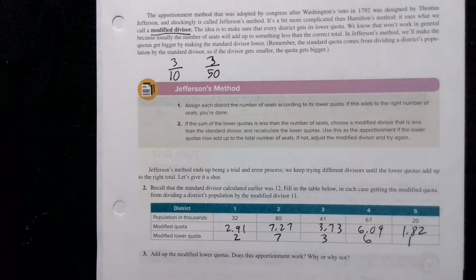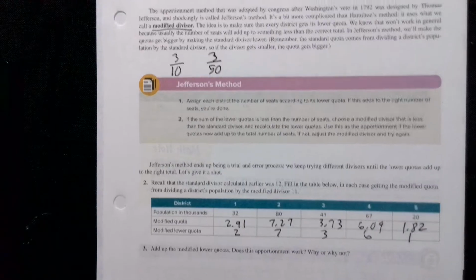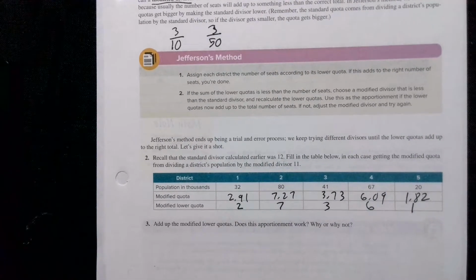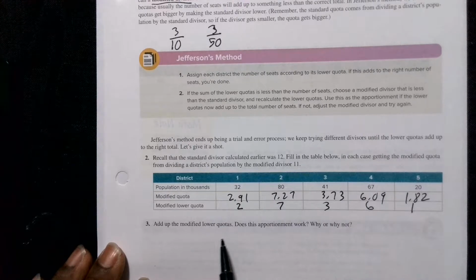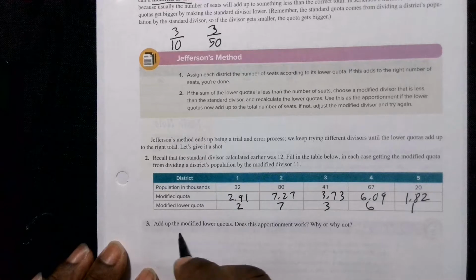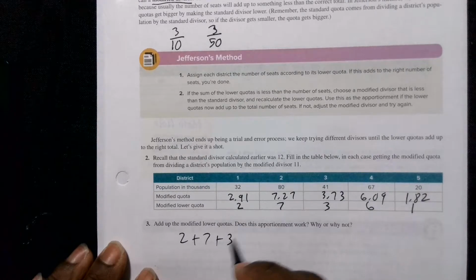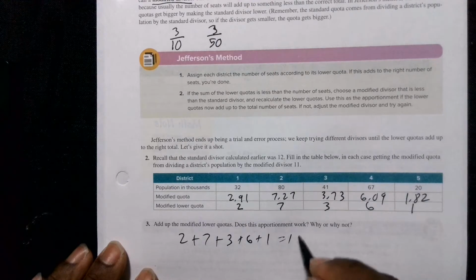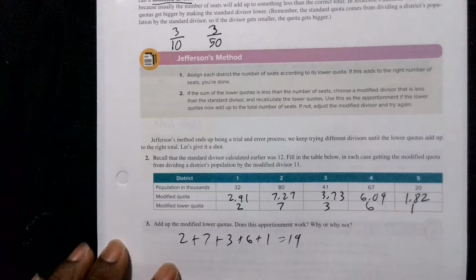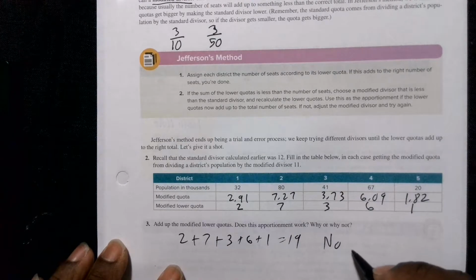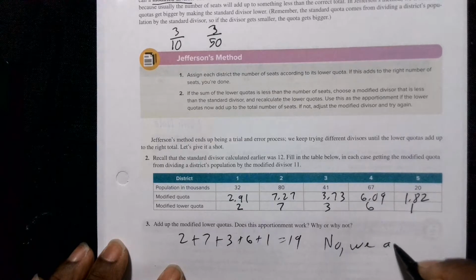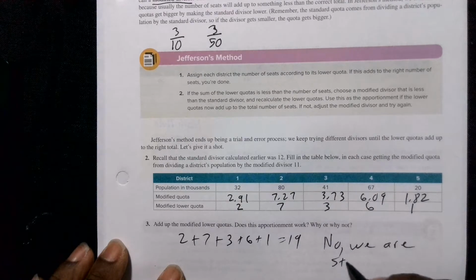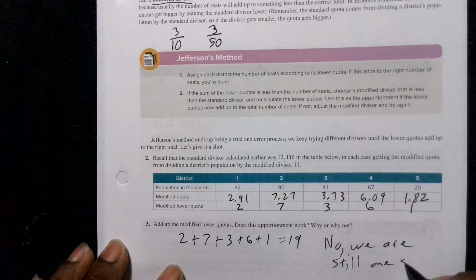Now we will add all of these up and see whether or not this will give us our answer. And that's actually what number 3 asks us to do. It says add up the modified lower quotas. Does this apportionment work? So we will go 2 plus 7 plus 3 plus 6 plus 1. When we add all of this up, this is 19. And the answer would be no. We are still 1 seat short.